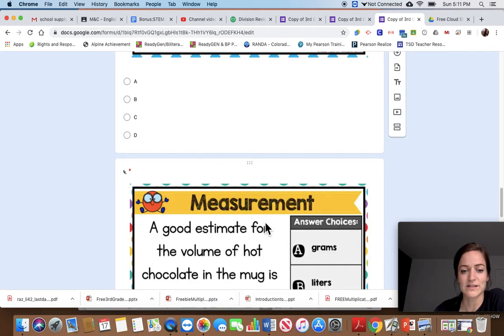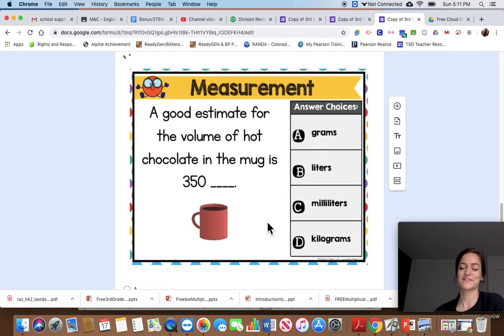Okay, let's go to the next one. Ooh, this one, we haven't talked about this in so long. Hopefully you guys remember. Maybe just make your best guess if you can't remember. A good estimate for the volume of hot chocolate in this mug is 350 grams, 350 liters, 350 milliliters, or 350 kilograms. See if you can remember which one would be in the mug of hot chocolate. Go.